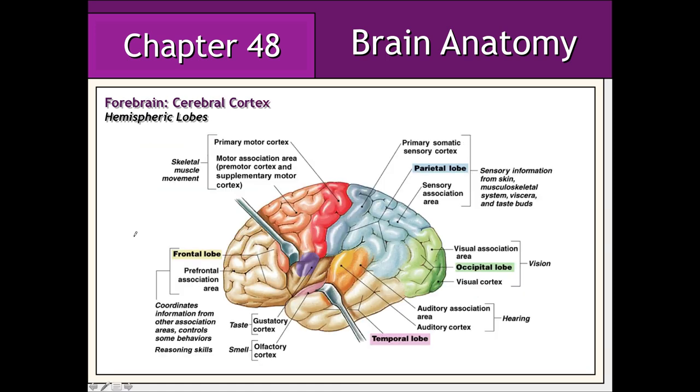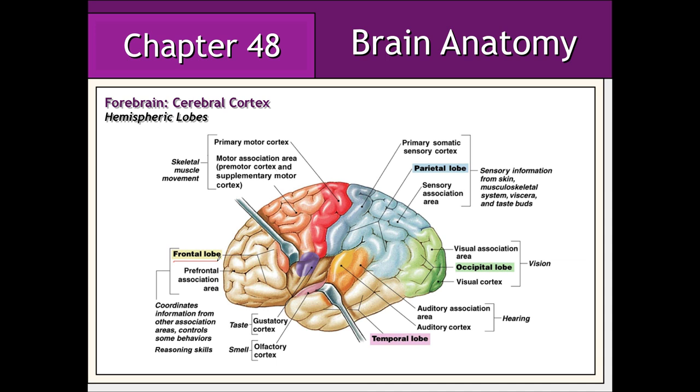The following diagram provides a summary of all of the functions of each of the lobes of the cerebral cortex. So the frontal lobe, this region of the brain is associated with primarily reasoning skills. This area of the brain also shows the highest degree of lateralization or specialization between the right and the left cerebral hemispheres. So we'll expand more on that lateralization going forward.